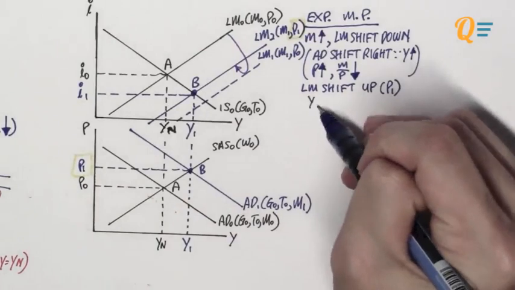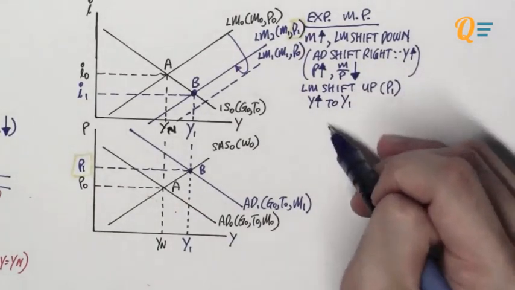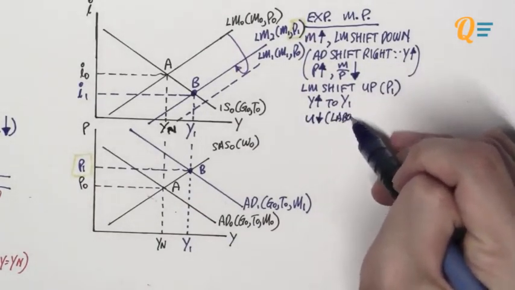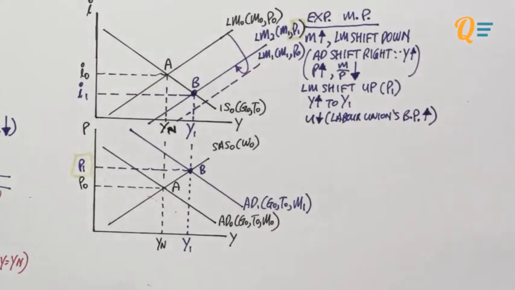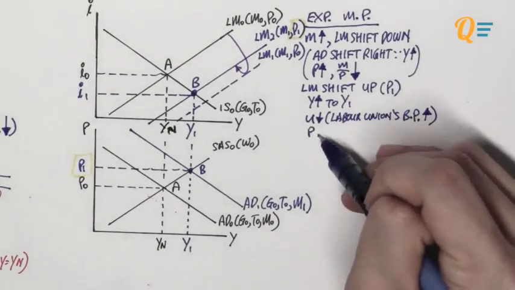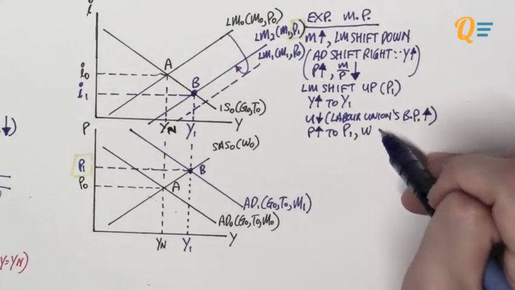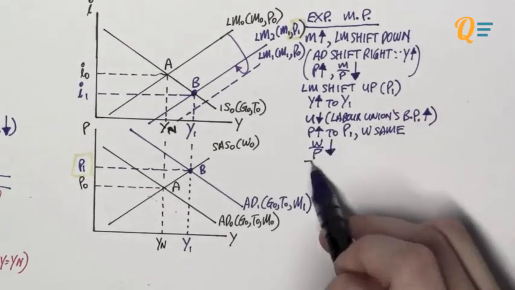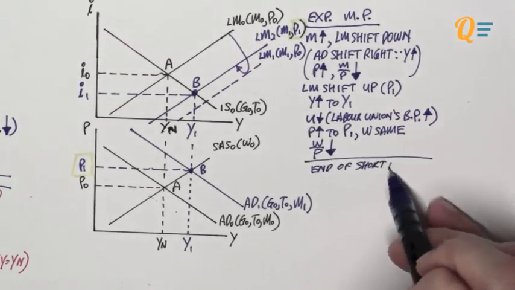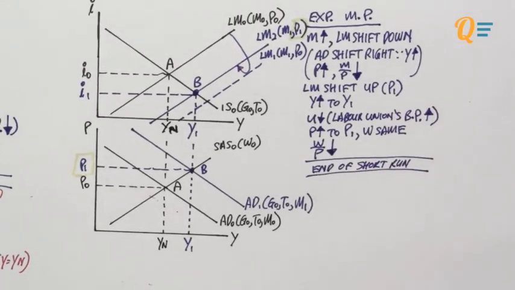So to conclude the short run, the output level has increased beyond the natural rate to Y1, causing the unemployment level to fall. So the labor union's bargaining power on the nominal wages is going to increase. The price level has also increased from P0 to P1, but the nominal wages are still the same. Therefore, the labor's real wage would have fallen. So that is the end of the short run analysis.